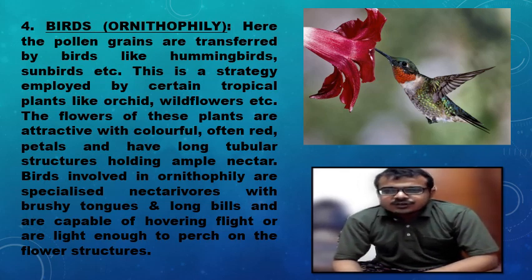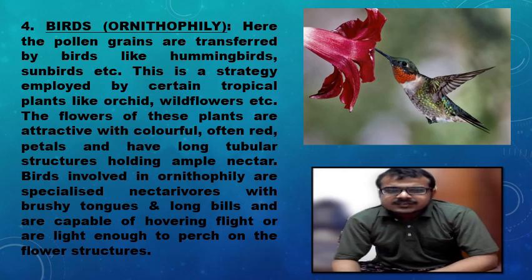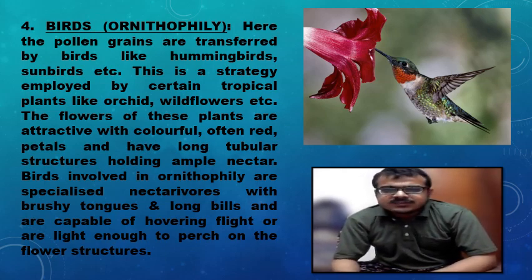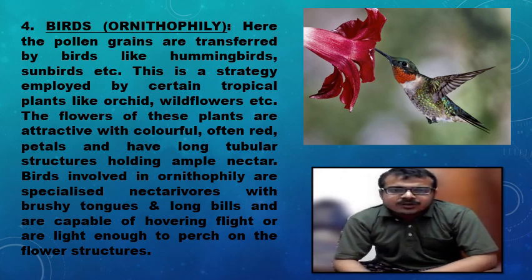Okay, so these flowers, they are mainly red in color and they're tubular, so that they have much nectar. And the birds which are involved in ornithophily, they are specialized nectarivores. Nectarivores means they drink nectar of flowers. They have long bills which enables them to penetrate into the tubular structure of the flower to drink nectar, and are capable of hovering flight or are light enough to perch on the flower structure. Hovering flight means they can fly at the same place rapidly, which hummingbirds do.